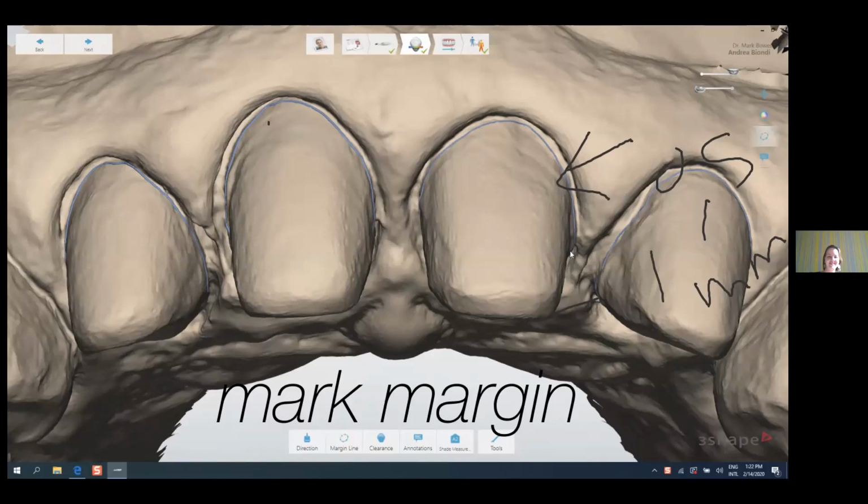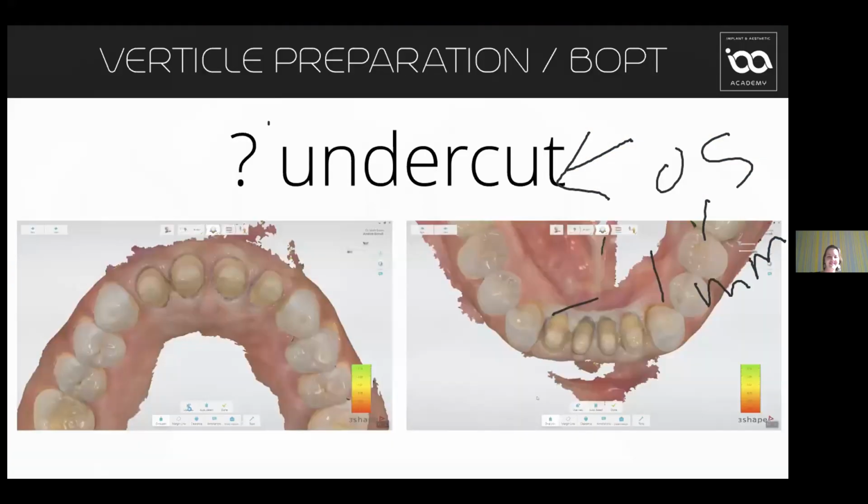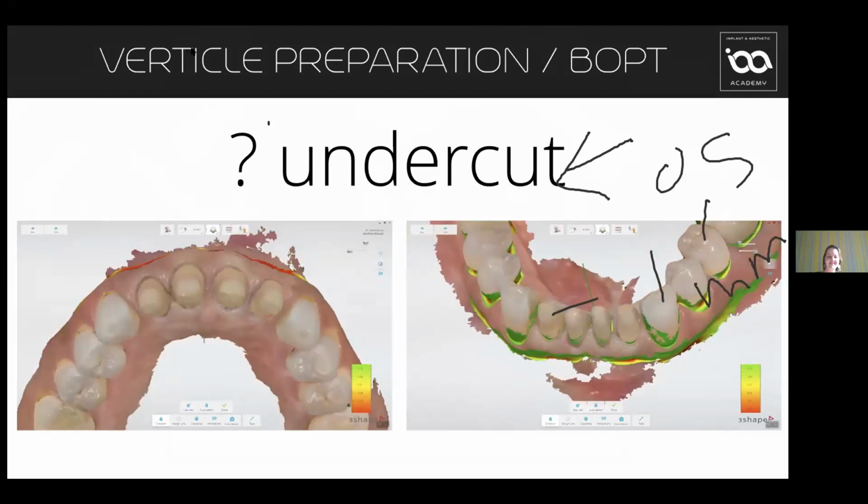In fact, there's a lot of research also to show that with subgingival horizontal margins, a lot of the inflammation is just from the cement exposure. So another good reason.